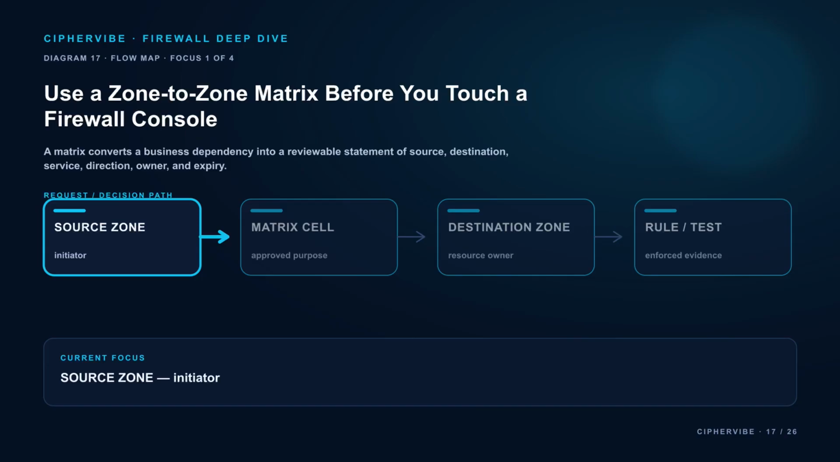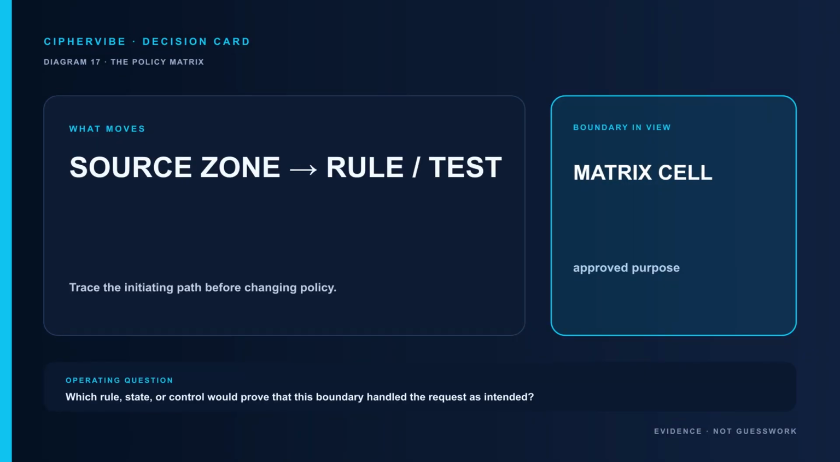A firewall can allow your checkout request at the edge and still leave payment unreachable. In the next few minutes, we will trace the exact decisions that separate a secure path from a broken one.